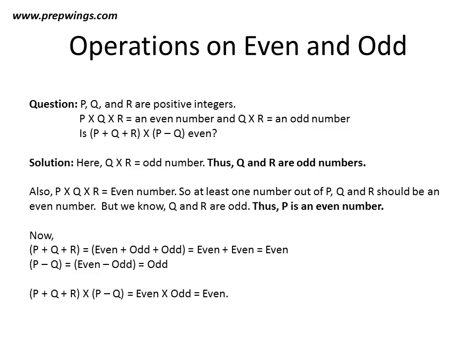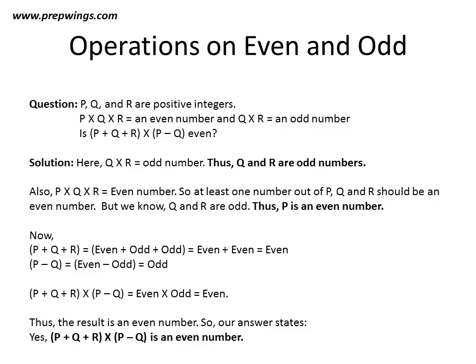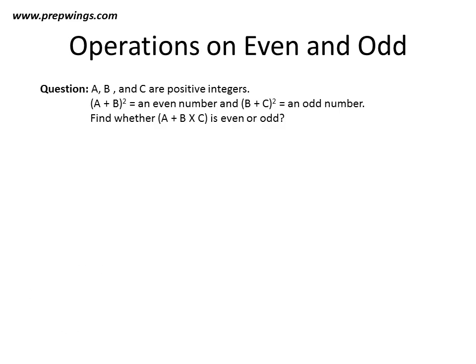Now P minus Q, P is an even number, Q is an odd number. So even minus odd gives us odd. So this will give us an odd result. But P plus Q plus R multiplied by P minus Q, it will become even into odd, which will give us an even result. Thus we conclude that P plus Q plus R multiplied by P minus Q is an even number. We'll get another problem now.